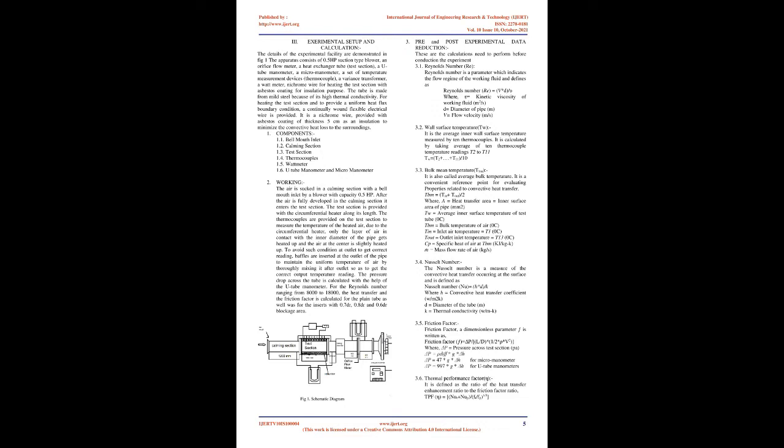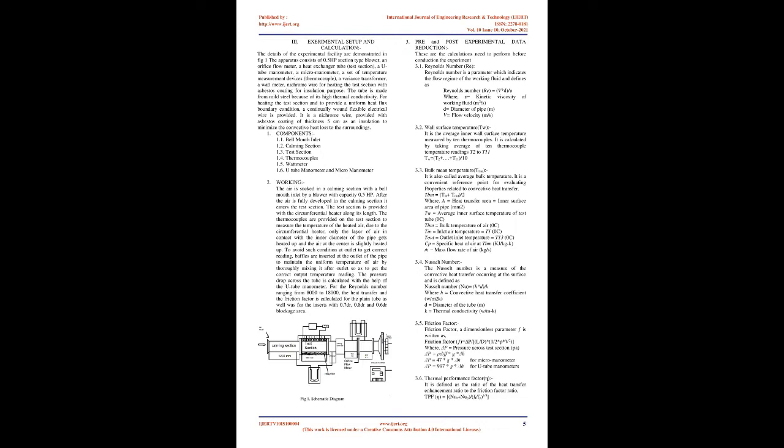3. Experimental setup and calculation. The details of the experimental facility are demonstrated in Fig. 1. The apparatus consists of a 0.5 HP suction type blower, an orifice flow meter, a heat exchanger tube, test section, a U-tube manometer, a micromanometer, a set of temperature measurement devices, thermocouples, a variance transformer, a watt meter, and nichrome wire for heating the test section with asbestos coating for insulation purposes. The tube is made from mild steel because of its high thermal conductivity.